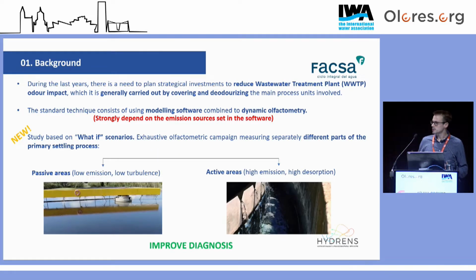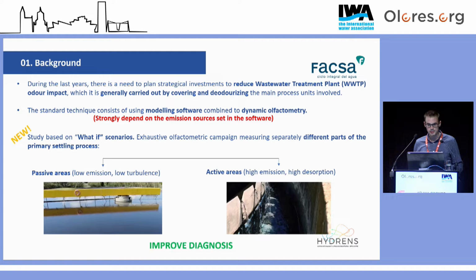Before going with the study, it's a fact that during the last years there's been a need to plan strategic investment in order to reduce the odor impact in wastewater treatment plants, which is generally made by covering and deodorizing different processes involved in the plant. The standard technique consists of a combination of dynamic olfactometry and modeling software. In our case, we use CALPUFF for this modeling software, but there is a big problem with this technique: it strongly depends on the emission sources that you set in the software. So if the sources are not properly set, you don't have accurate results.